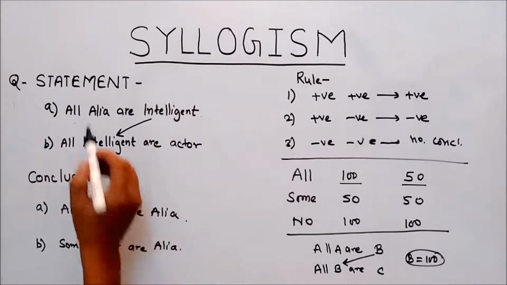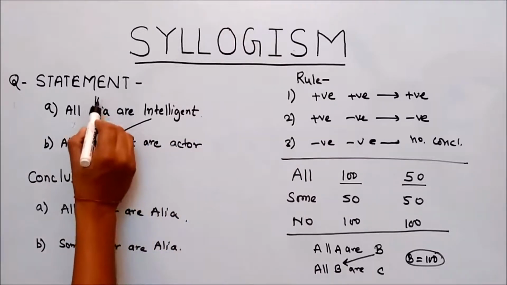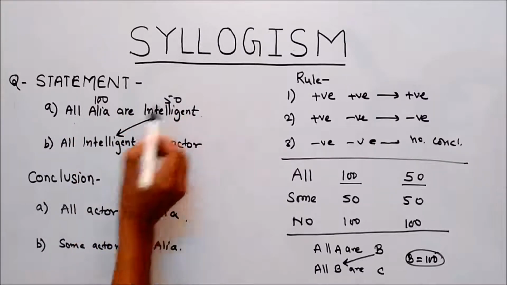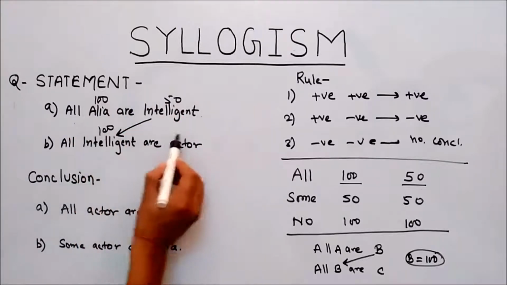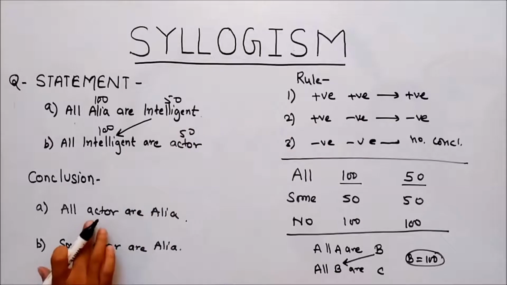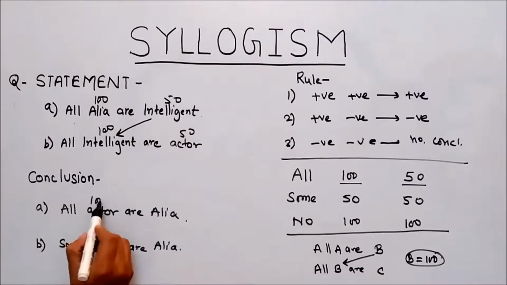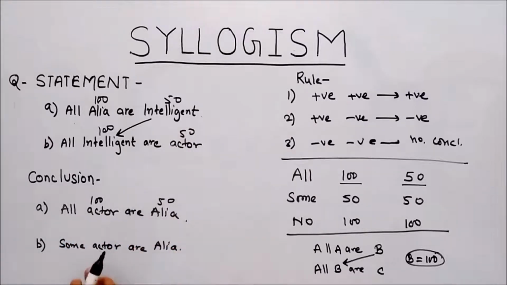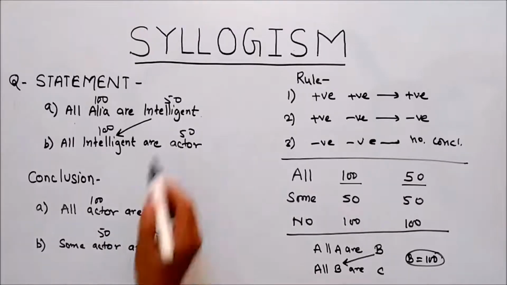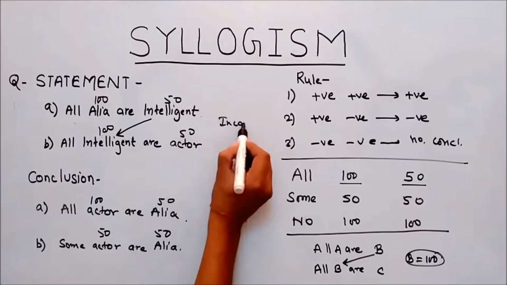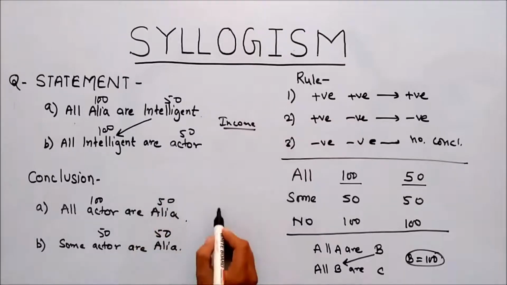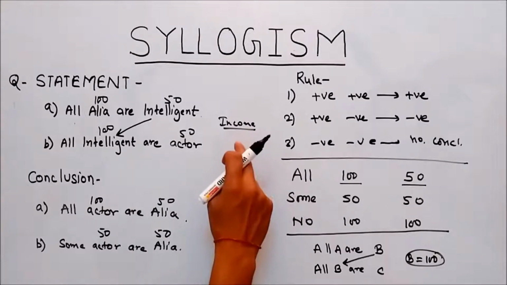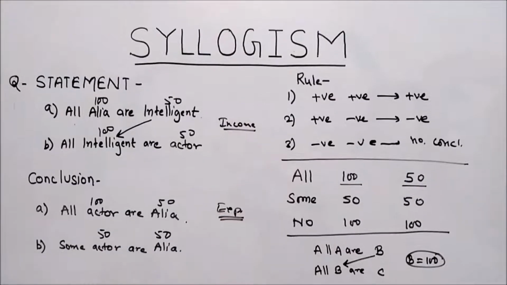Now assign the values. For all, 150, again all 150, and here all 150 and some 50 and 50. Now consider the statement part as income and the conclusion part as expenditure. Income can never be greater than expenditure.